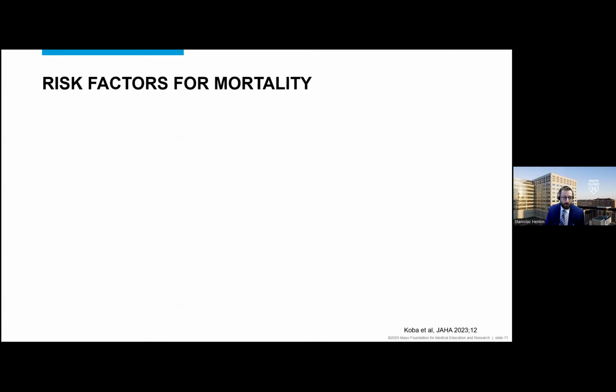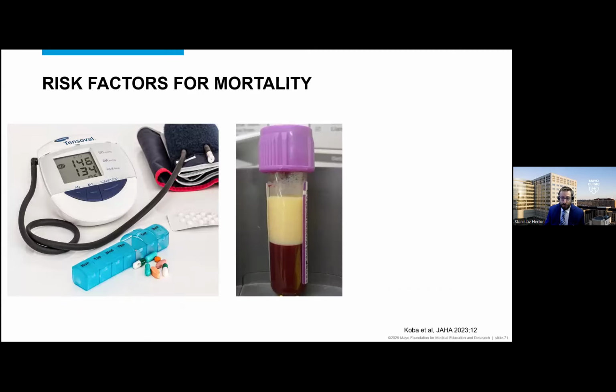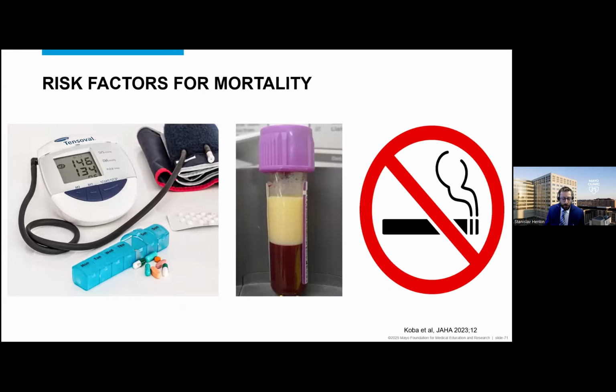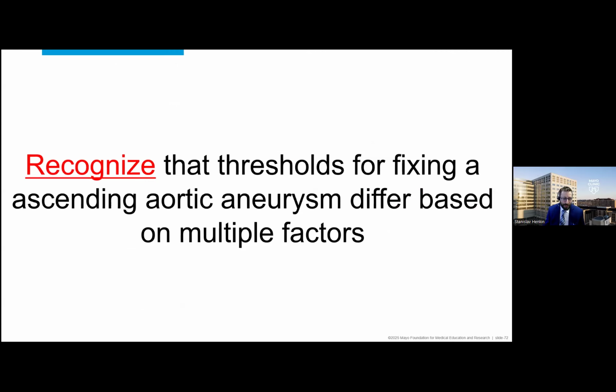And then think about risk factors for mortality in ascending aortic aneurysms. This is something that we see every day in our cardiac practice, and we should not be taking this for granted. Hypertension, hyperlipidemia, and smoking. So goal blood pressure should be less than 120/80. I'm pretty active about their hyperlipidemia management, and cessation of smoking is critical, absolutely critical. So recognize that thresholds for fixing ascending aortic aneurysm differ based on multiple factors.